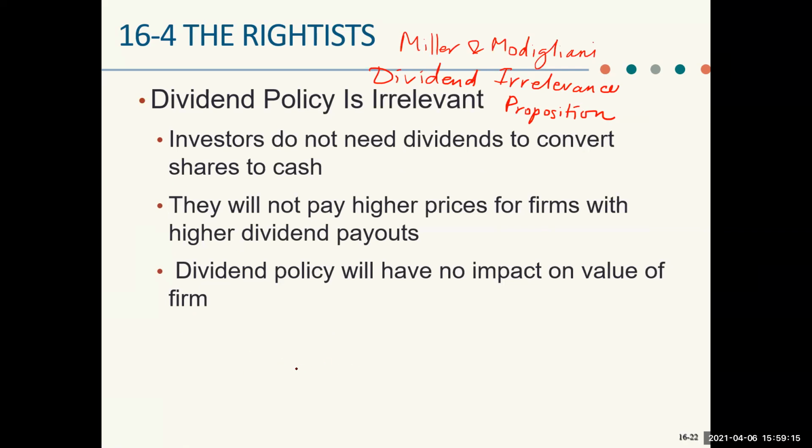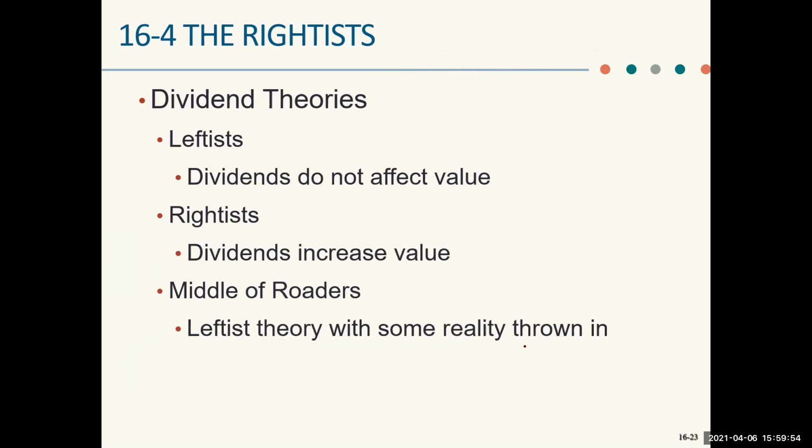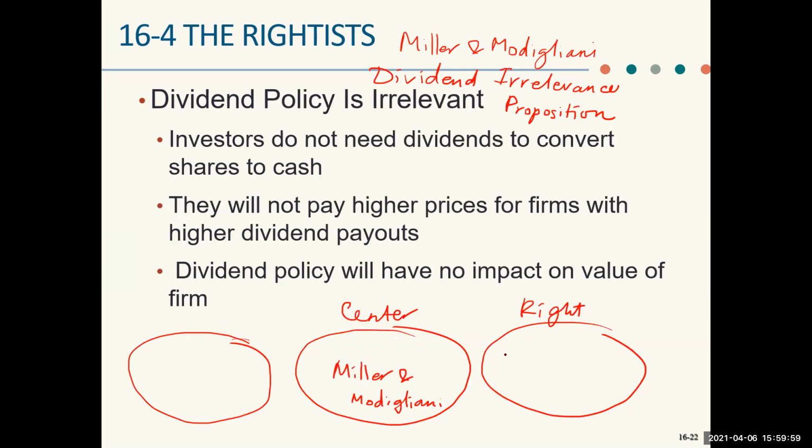So actually we can talk like this, make three camps. This is the left, this is the right, this is the center. This is the Miller and Modigliani camp, who claim that dividend policy is irrelevant. The rightists say dividend is better than repurchases. Here, Miller and Modigliani said it's the same thing, repurchase or dividends doesn't matter, okay?